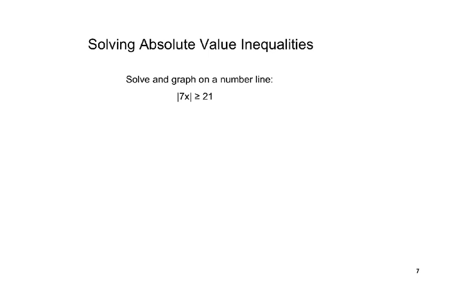We're going to take a look in this video at how to solve absolute value inequalities. The problem we have here is to solve and graph on a number line the following: the absolute value of 7x is greater than or equal to 21. So what we want to do is solve for x, and what we also want to do is use a number line to help us figure that out, or at least to visualize what the solution is.